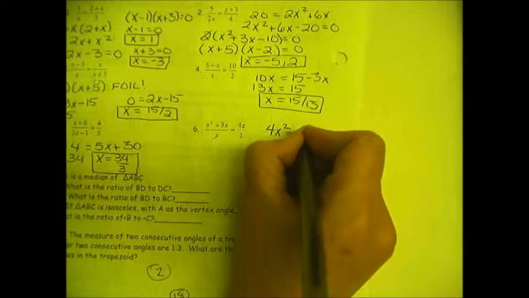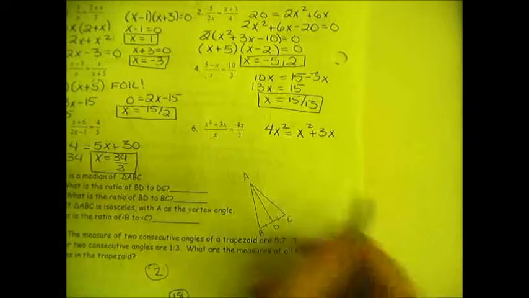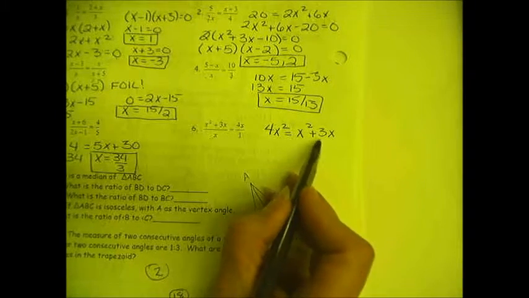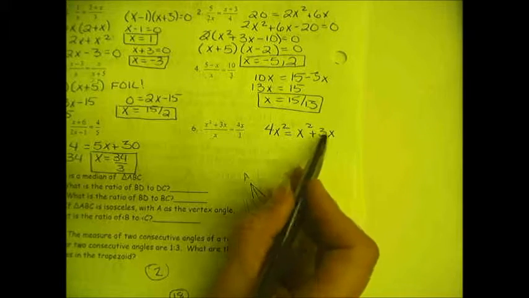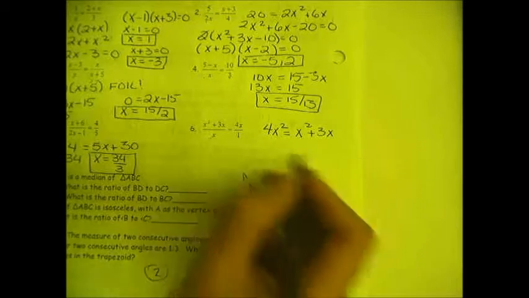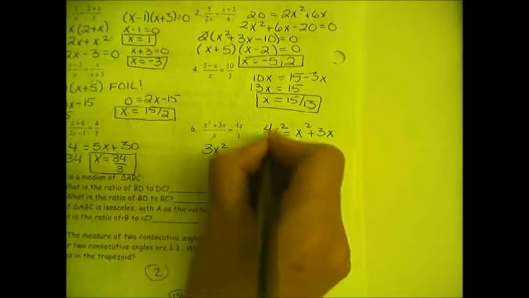4x times x on our extremes. Make sure that is 4x squared. Our means: x squared plus 3x times 1 is, of course, x squared plus 3x. All right, so we've got two squared terms. We've got to get them on the same side. We've got a linear term right here. We have no constant term.